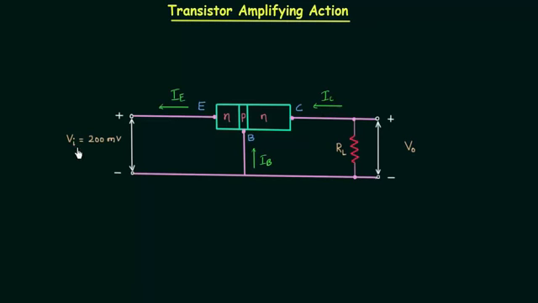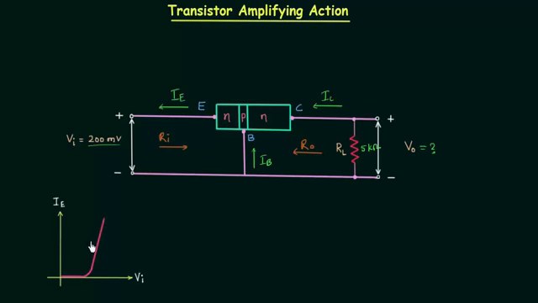VI is the input voltage and it is equal to 200 millivolts. RL is the load resistance, and let's say it is equal to 5 kilo ohms, and we need to calculate the output voltage VO. Let's say the input resistance offered by the transistor is Ri and the output resistance offered by the transistor is Ro.